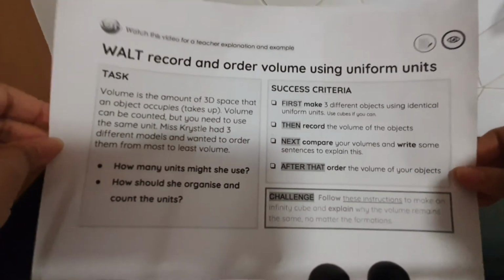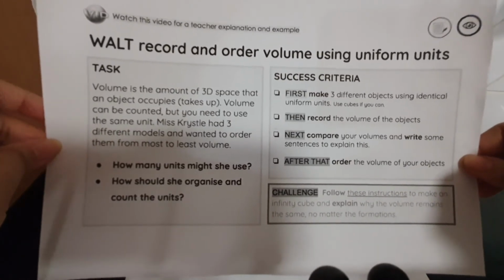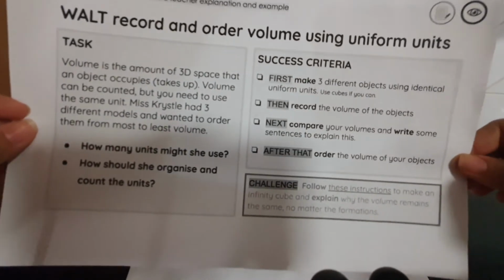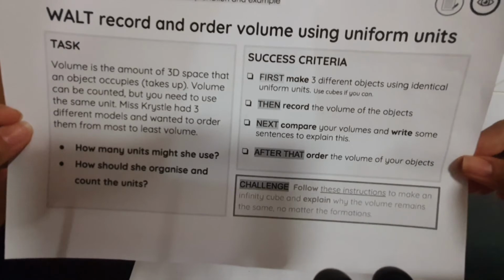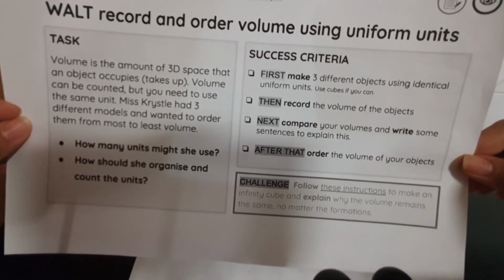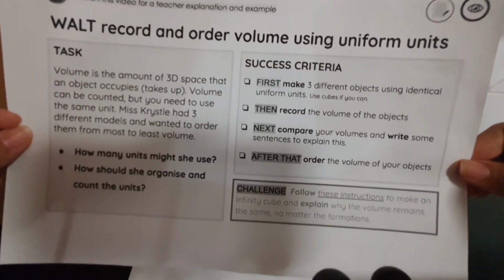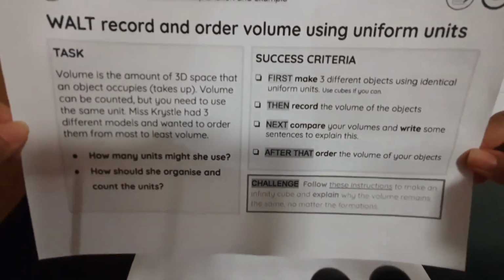This last step, we are learning to record and order volume using uniform units. We've gone through this task in the previous part. Now the first step is to make 3 different objects using identical uniform units. It says use cubes if you can, but if you don't have cubes, that's totally fine. I'm going to show you an option of what you can do if you don't have cubes.